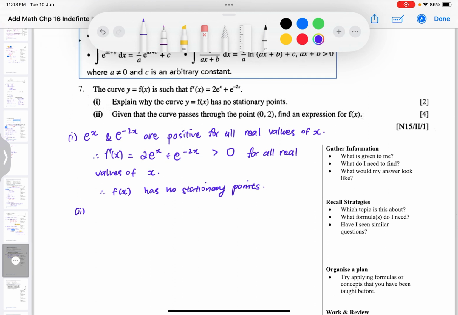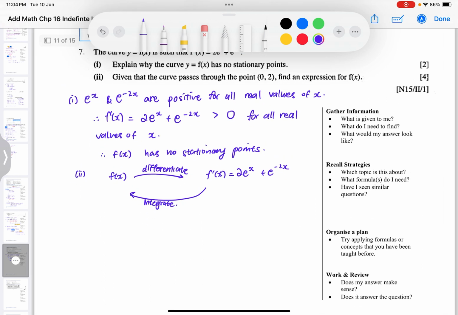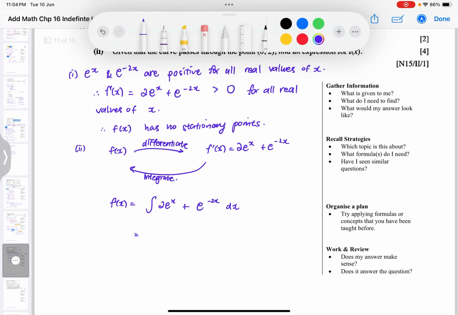Right, so you know that when you take f(x) and you differentiate it, you will get f'(x). And here, if we were to integrate this, we will get back our f(x) function. So that's exactly what we're going to do. We're going to take the integral of 2e^x + e^(-2x). When we integrate this, we can integrate the terms separately as individual terms.